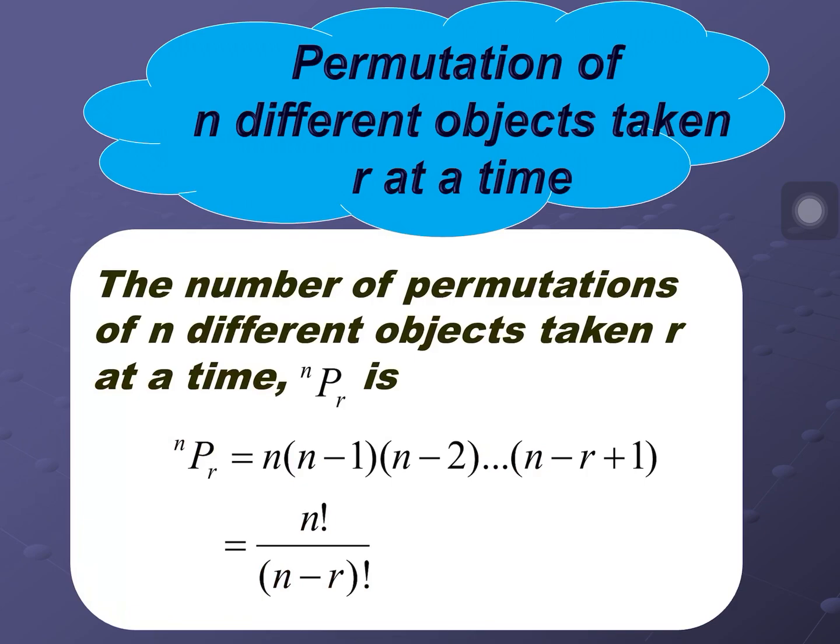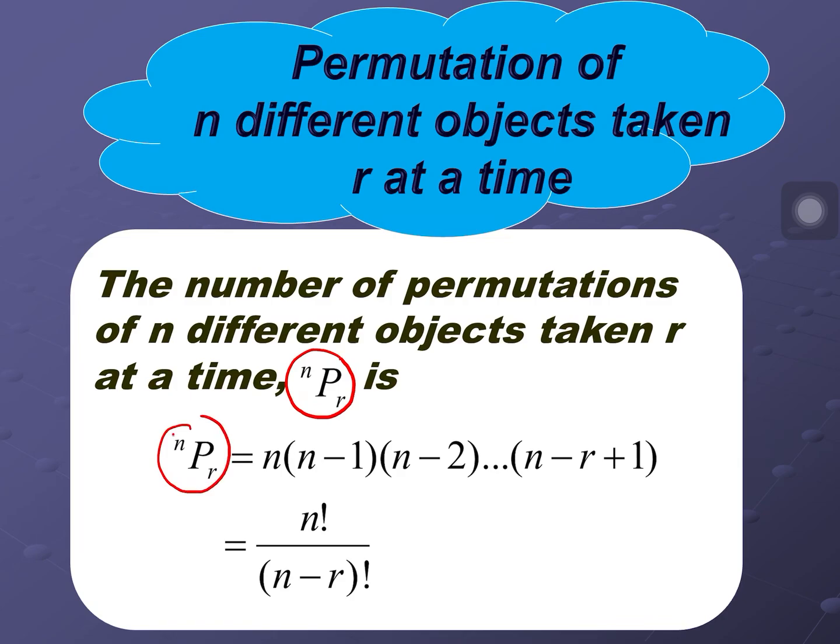So we go to the next one. Permutation of n different objects taken r at a time. The number of permutations of n different objects taken r at a time, we denote as permutation. In this case, you can look at your calculator and you can see the button of nPr is at the multiplication button. How are you going to use that? It's easy. Later I will show you how to use that.